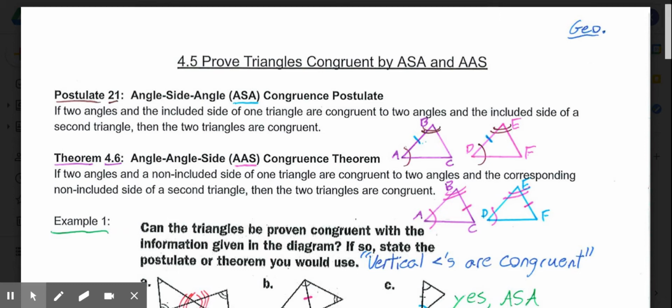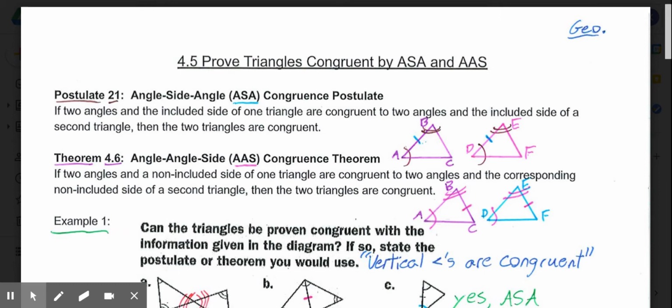The first one is postulate 21, which makes up the ASA part of the title. That is the angle-side-angle congruence postulate that states if two angles and the included side of one triangle are congruent to two angles and the included side of a second triangle, then the two triangles are congruent.